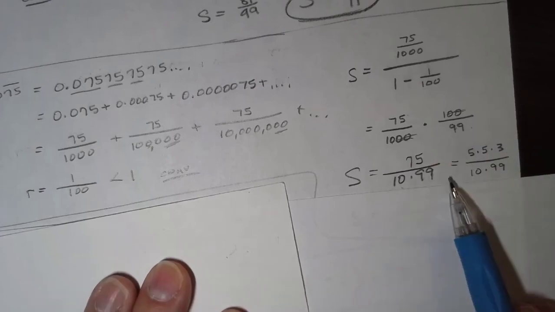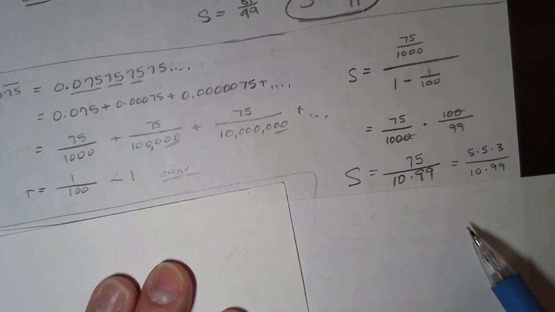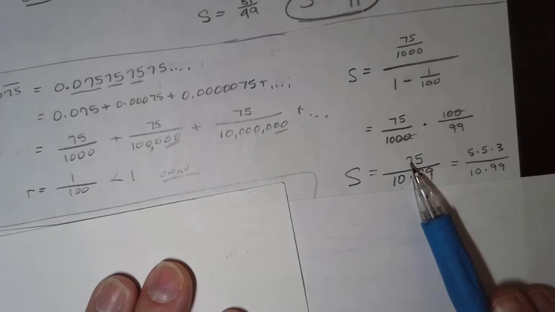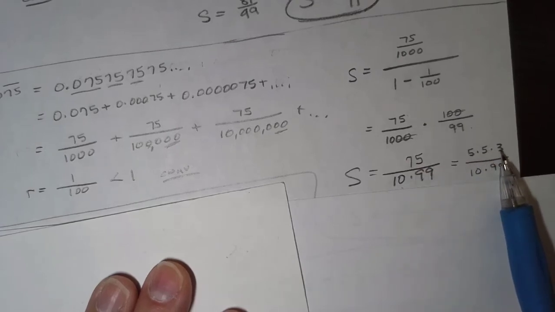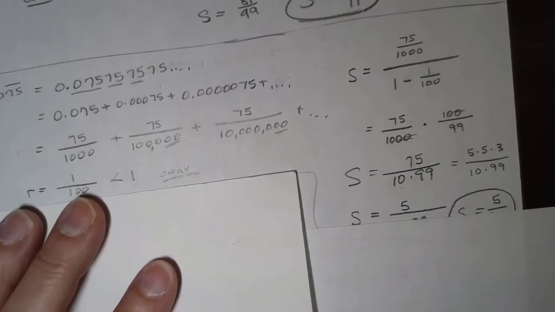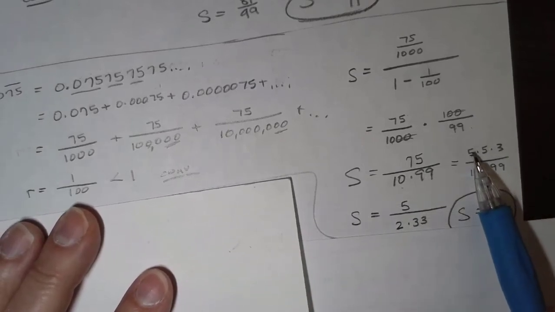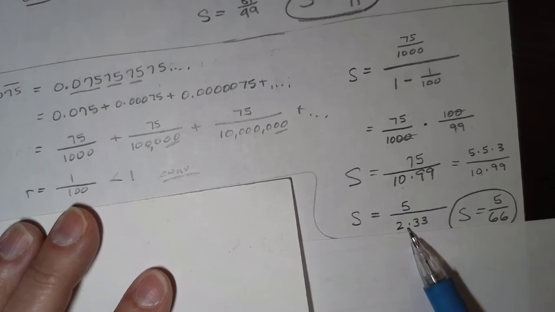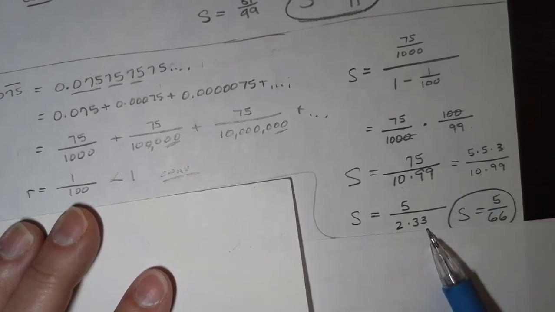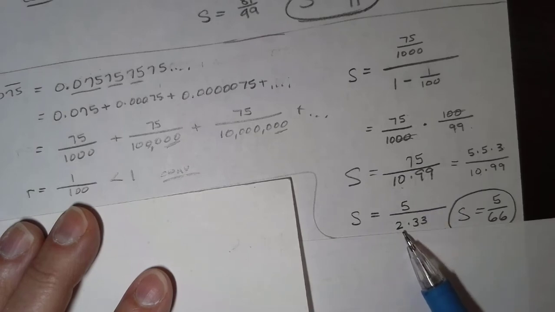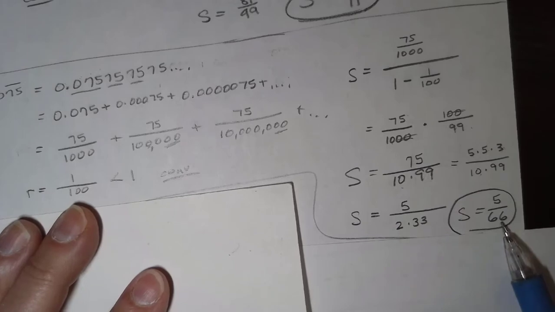So rather than multiply all this out, let's think about how we could reduce it. 75 is 25 times 3, so I'm going to write it as 5 times 5 times 3. That is because we can take one of the 5s and take it into the 10, leaving 2. We can take the 3 and take it into the 99, leaving 33. And so we get 5 over 2 times 33, or my sum is 5 over 66.